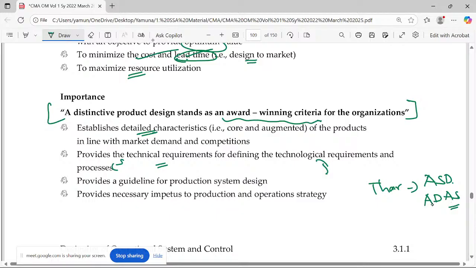Probably you have this self parking mode. You can go and stand over the area, fix over the area, and it will automatically park the vehicle. You need not do anything, you go for that auto mode. If you go for that auto driver mode, it will directly park your vehicle. So everything is there. Because of these technological requirements, the process is defined by the feature specs itself. So it is actually providing a guideline, and the necessary impetus for the production and operation strategy is also involved.